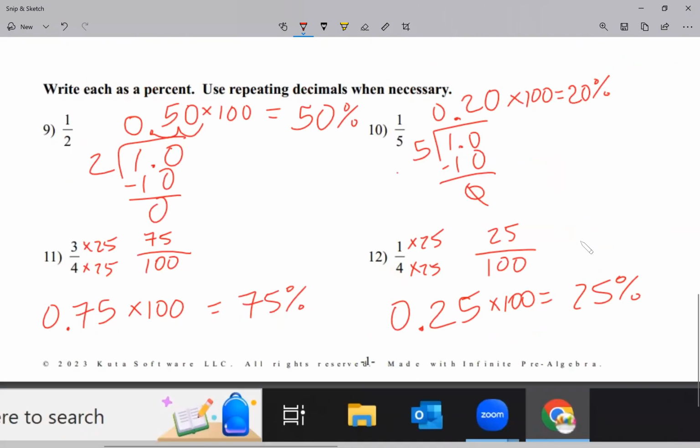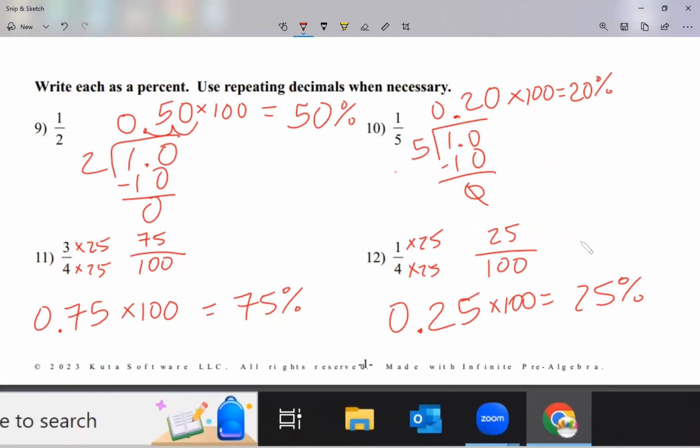So I showed you guys on questions 9 and 10 how to do it using division. 11 and 12, I showed you guys how to do it using the denominator. Honestly, it doesn't matter which method you use. So matter of fact, let me flip the page.